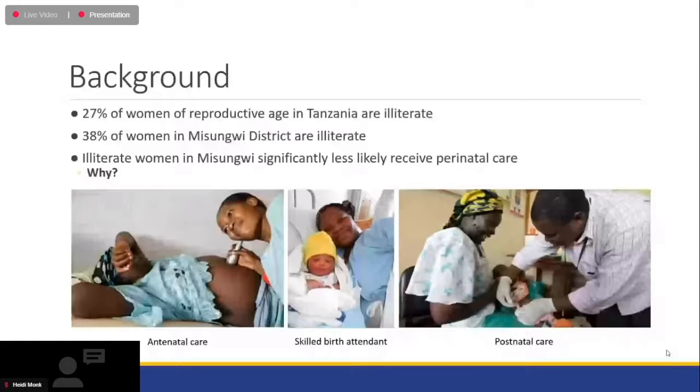So illiterate women in Misungwi are less likely to receive perinatal care, which includes antenatal care, skilled birth attendant, and postnatal care. This is because illiterate people have poor understanding of health matters and poor adherence to health practices due to poor understanding of health information, including appointment dates for antenatal visits, expected dates for delivery, and appointments for postnatal care for their babies.